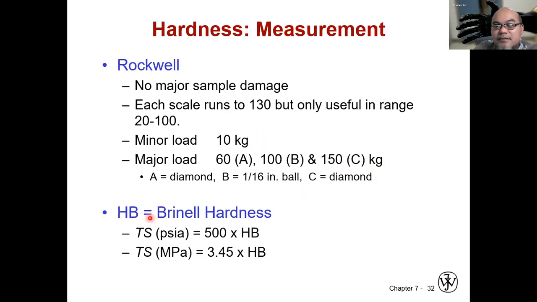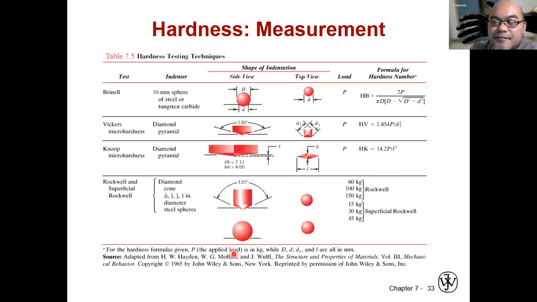The Brinell hardness is related to the tensile strength. If the tensile strength is measured in PSI, then it is 500 times the Brinell hardness. If it is in megapascal, then it is 3.45 times the Brinell hardness. This is the shape of the loading material. For Brinell, it uses this 10 millimeter sphere of steel or tungsten carbide to do the loading. After the load is released, we measure the indentation.